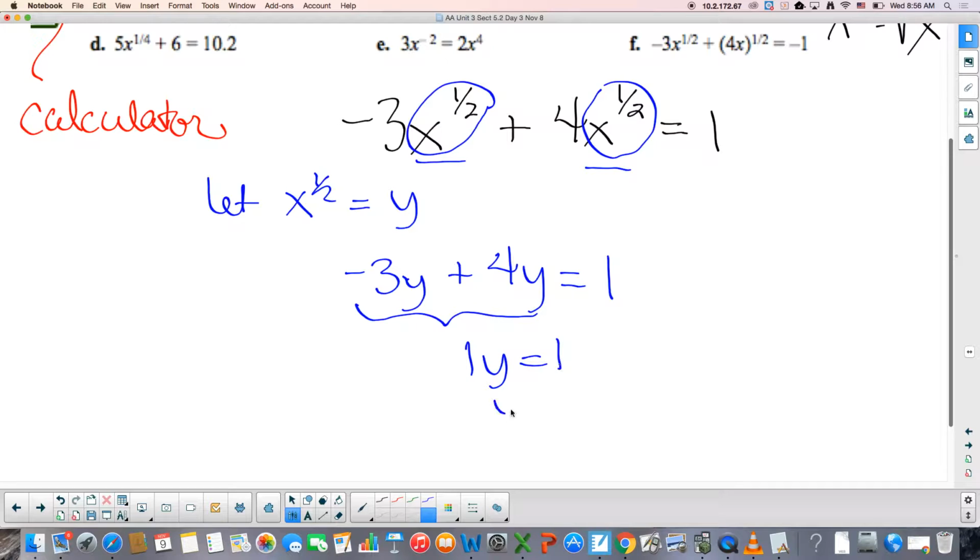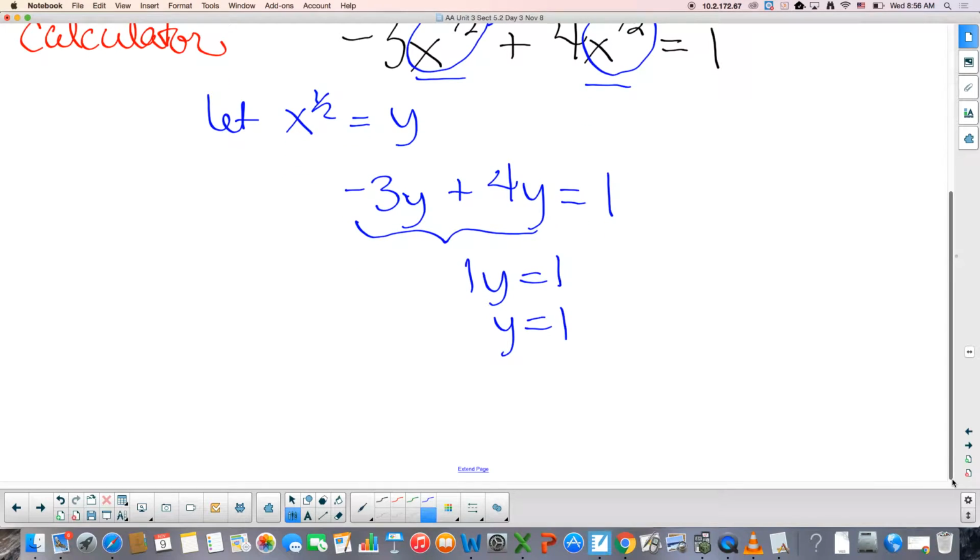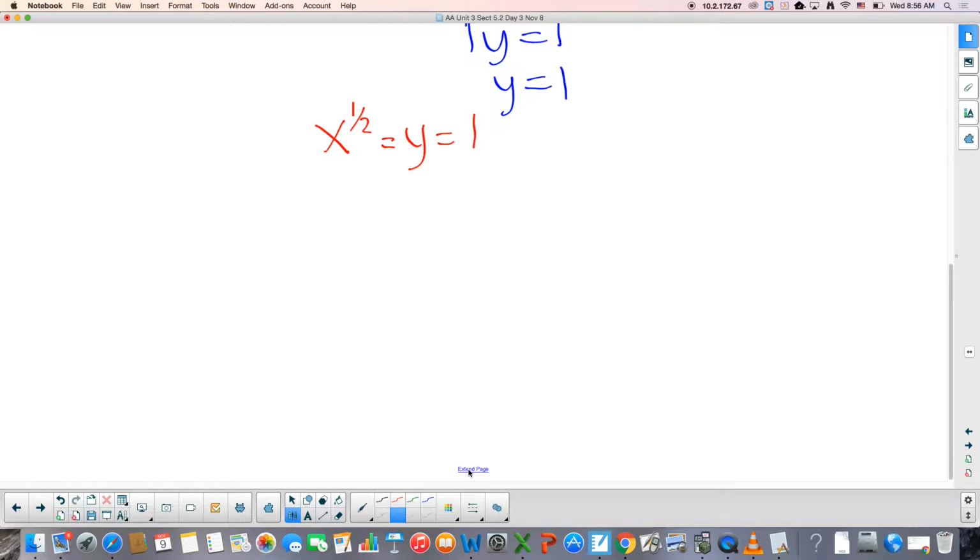So Y equals 1, but that's not what I'm looking for. What am I looking for? I'm looking for X. Come on. So I know that X to the 1/2 is equal to my Y, which is equal to 1. So I don't like that X to the 1/2. The square root of X is equal to 1.